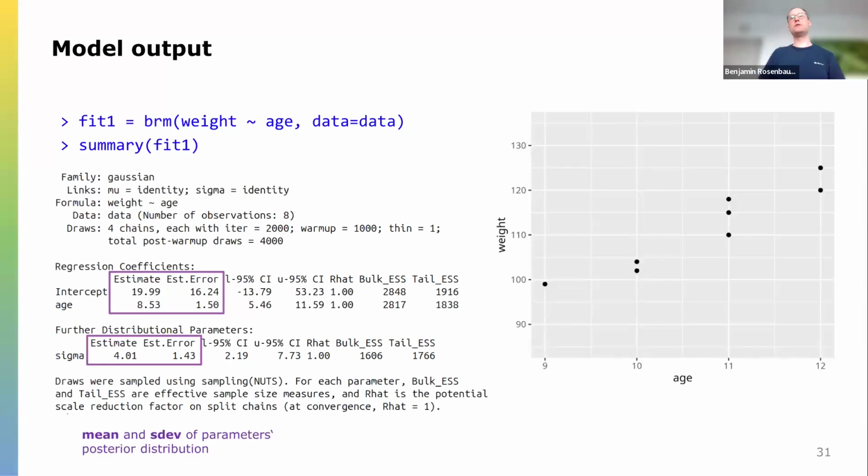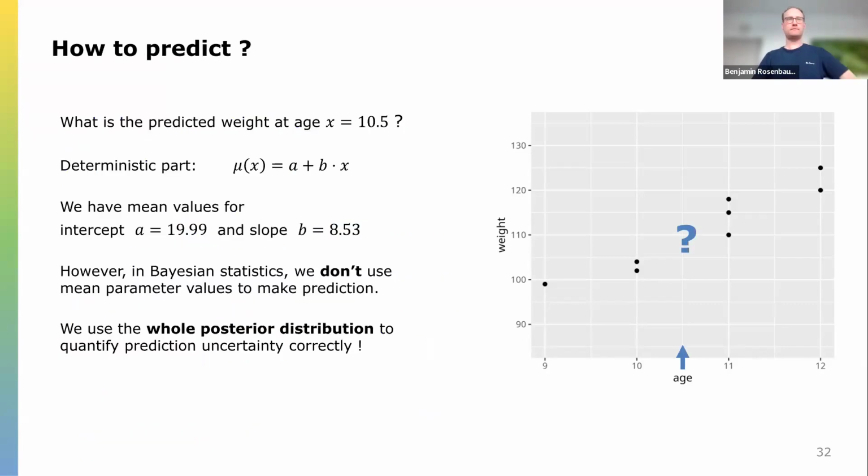However, we should not use them for making predictions. This is definitely different to frequentist statistics, where you usually use them for making predictions. Here, this is handled a bit differently. So we have mean values for the intercept and mean value for slope, but we do not use these mean values for making predictions. We can do better. We can use the whole posterior distribution to make predictions and then quantify the uncertainty of the predictions accurately.